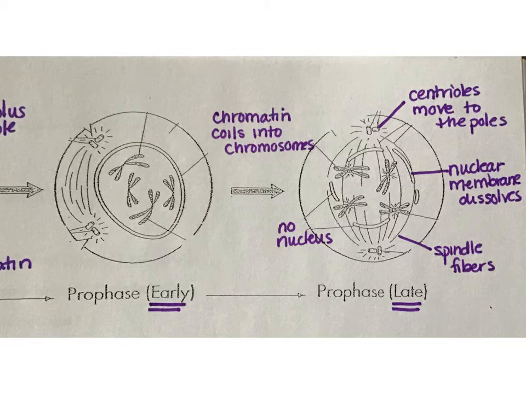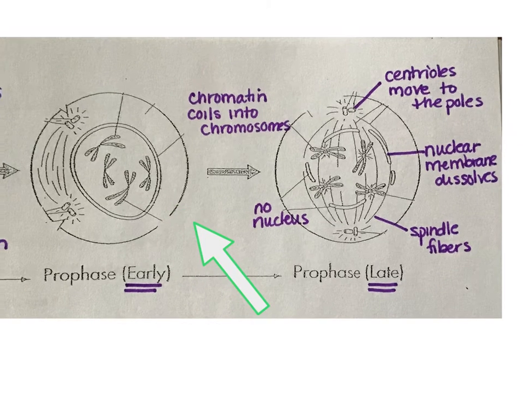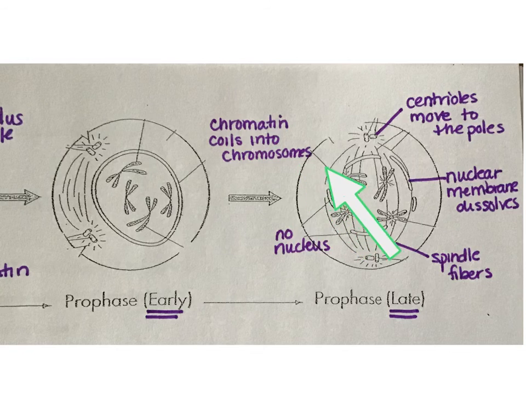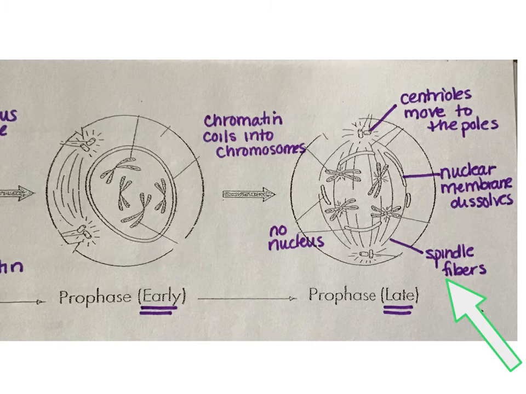So here I've added the notes so you can see the chromatin has coiled into chromosomes. So now you've got chromosomes. You can see the centromere. There's the little dots there. The centrioles have moved to the poles. The nuclear membrane has dissolved, so you don't have that nucleus anymore. So we said no nucleus. And the spindle fibers are aligning themselves from pole to pole. So early and late prophase.